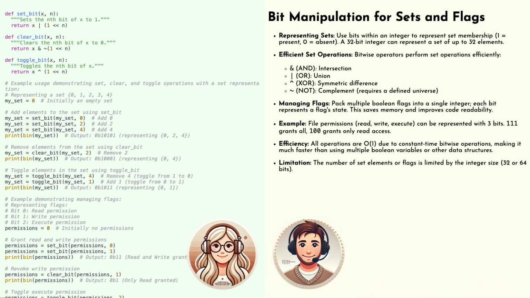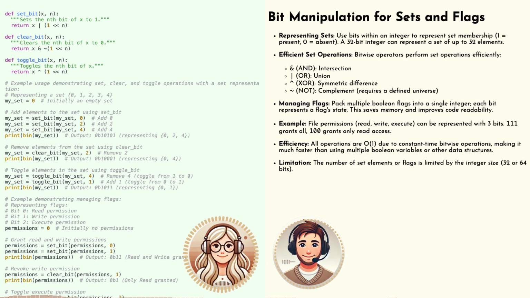Oh, definitely. One area where it really shines is when you're working with sets or flags. Imagine you have a bunch of different options or features that you need to track. Like settings in a software program or... Exactly. Or different power-ups a player might have in a video game. Okay, I'm following. Instead of using a whole bunch of separate variables to keep track of each option, you can pack all that information into a single number. How do you do that? By using individual bits within that number to represent the state of each option.